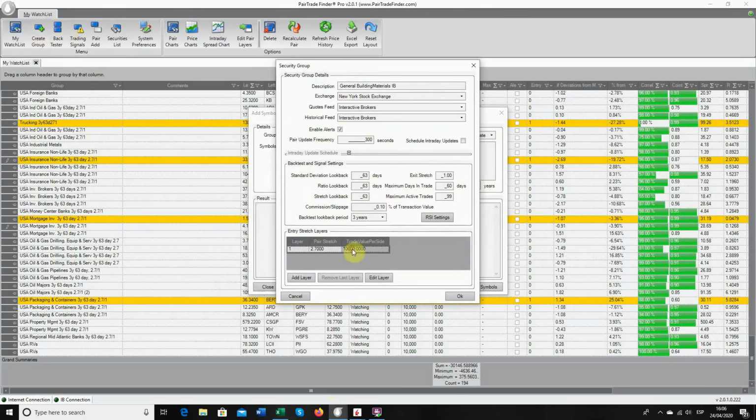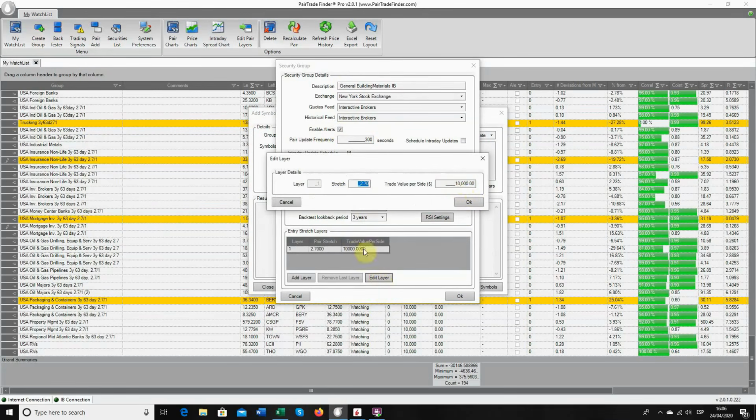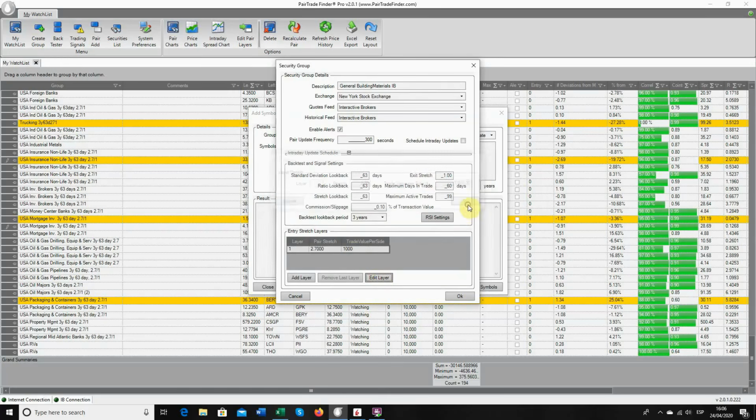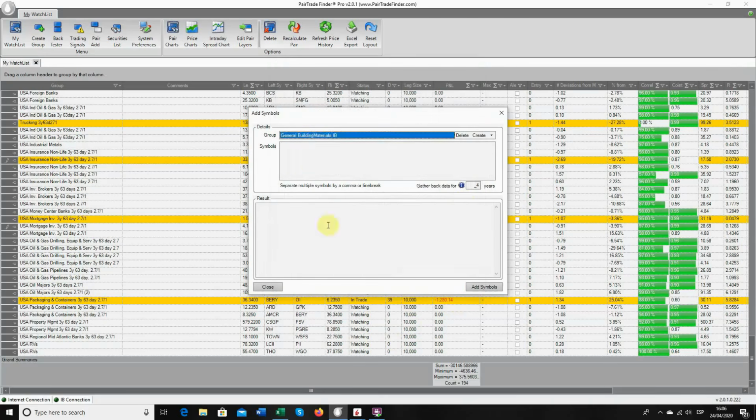What I am going to change is the trade value per side. Instead of 10,000, I'm going to make it 1,000. Okay, because we're going to live trade this, and I don't want to put 20,000 of trade into the market nor pay those commissions for no reason. Okay, so that's set. We just say OK.